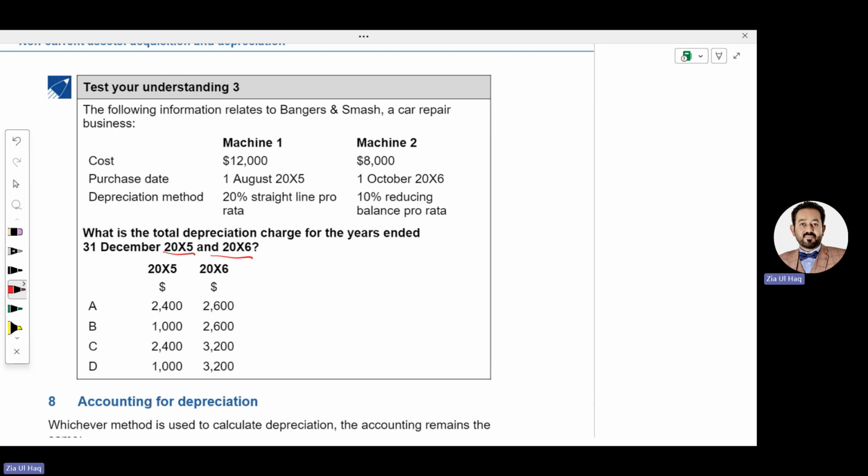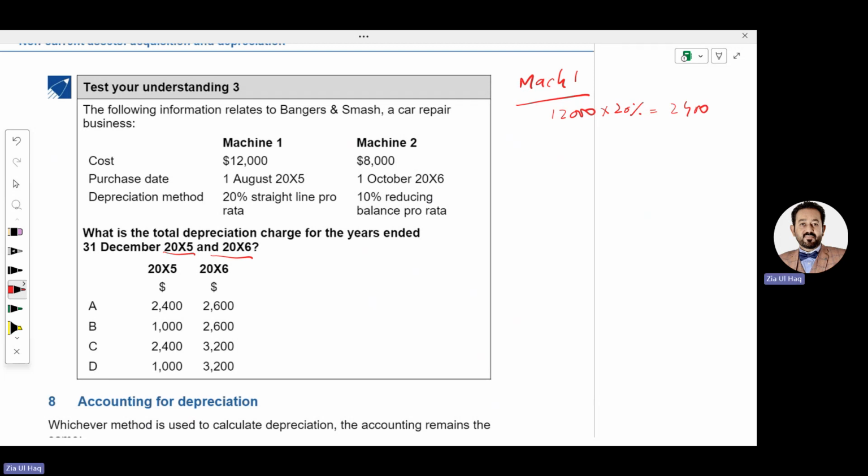In here, like machine two. So machine one cost is 12,000, bought on 1st August, 20% straight line, pro rata basis. Year end is 31st December. So if we talk about machine one, straight line method, 12,000 is the cost. There is no residual value and 20% is the rate. This means every year depreciation should be 2,400.